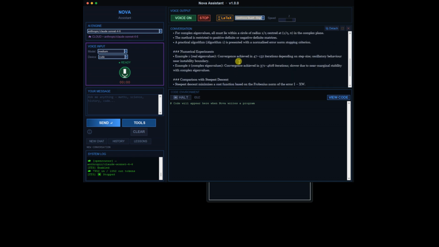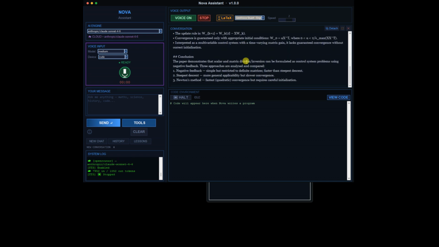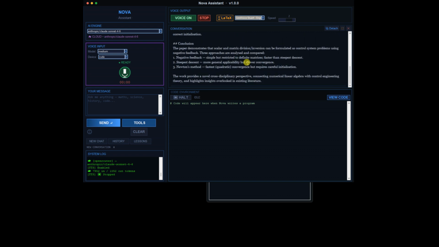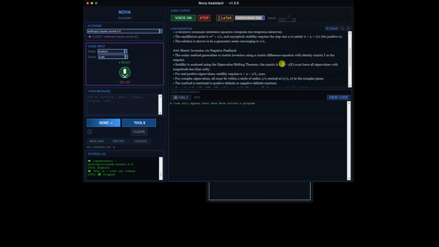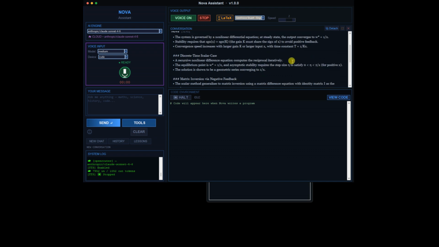So it's got a summary here of the paper, and it hasn't got a huge amount of equations in it because it's just a summary. It has got some. It's just written it in ordinary text. It's not written it in LaTeX. So it's got a few things there.